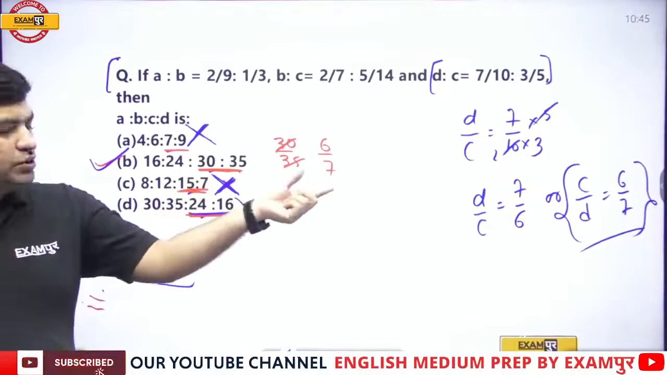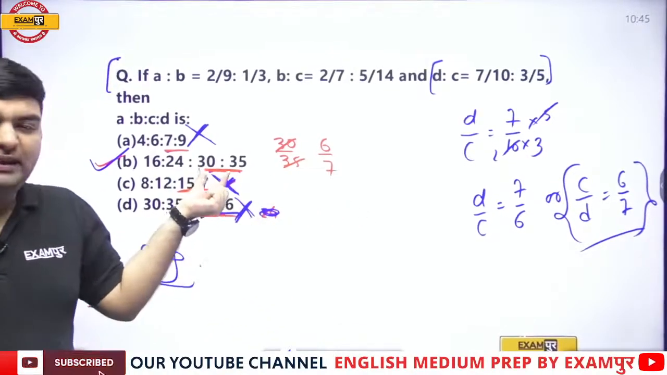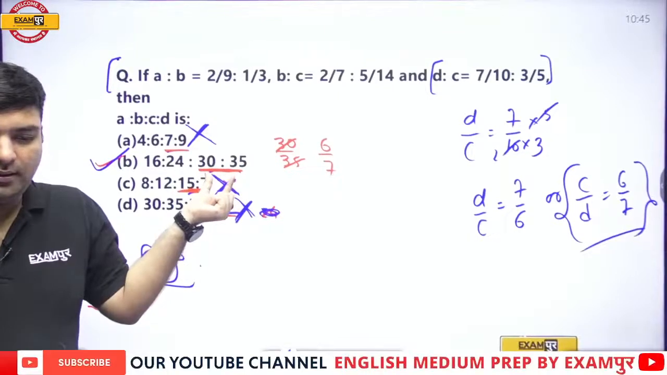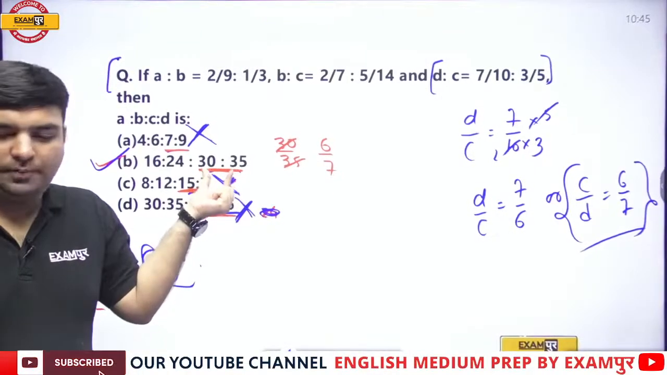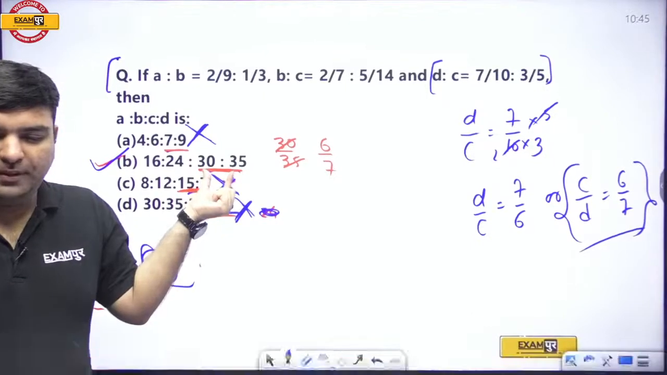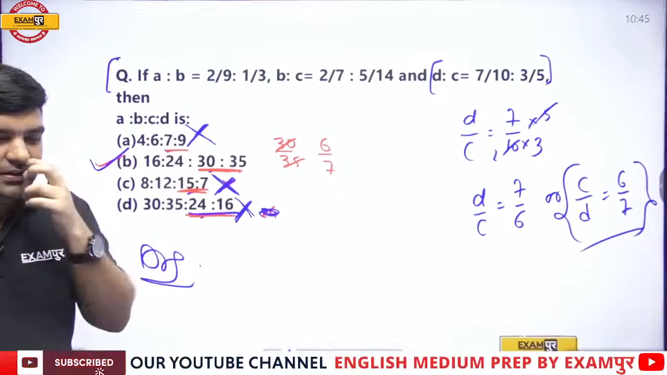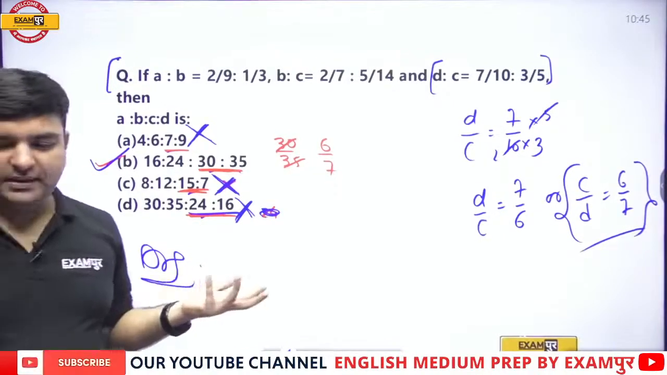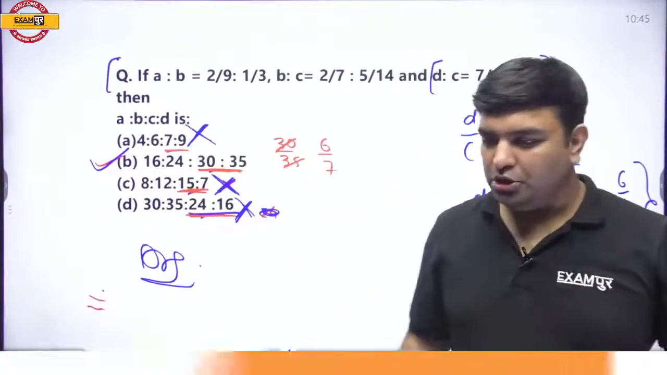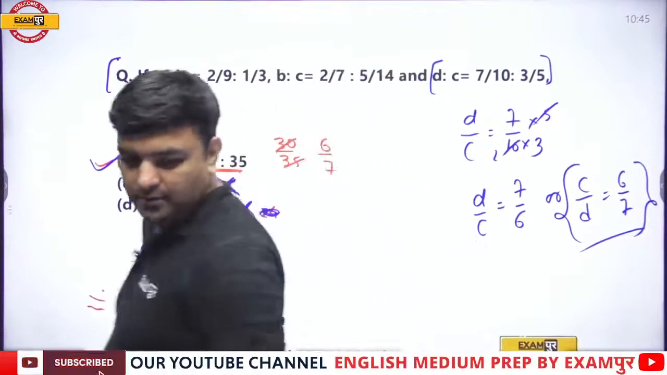So the 6:7 ratio of C to D is only maintained in option number B, not anywhere else. So that is why B is our ultimate answer. No need to do anything.